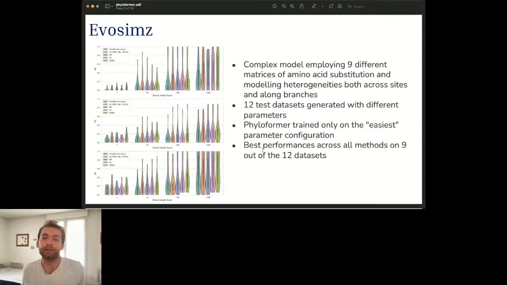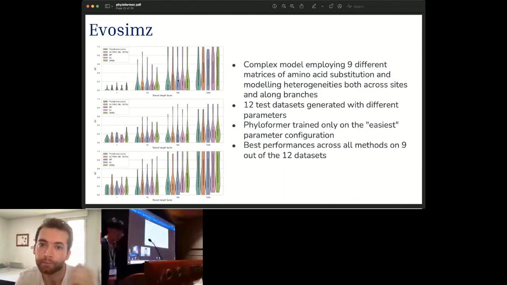Okay, the second simulator we considered is a previously published simulator, which was published along with a simpler neural network architecture, which allows us to also compare our performances to those of a previously published neural network method. So here on the left, we have, again, the Robinson-Foulds distances, this time as violin plots, between the true and the predicted trees for different methods: our method, Phyloformer, IQ-TREE, maximum parsimony, simple neighbor joining with Hamming distances, and the previously published neural network, DNN3.